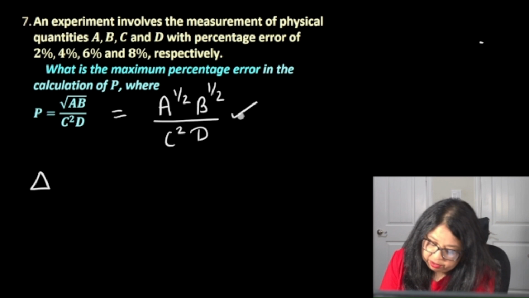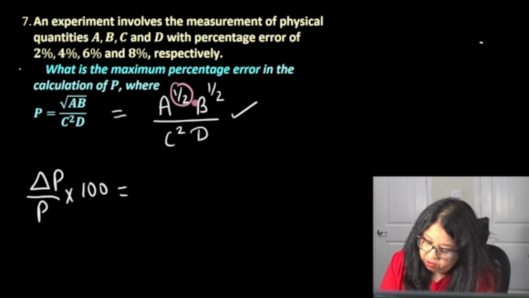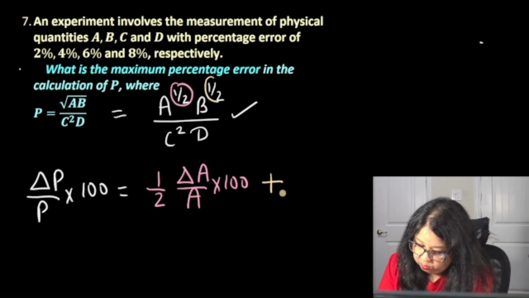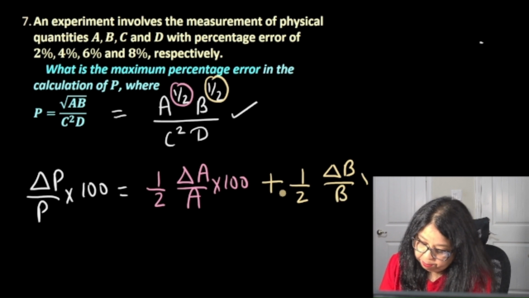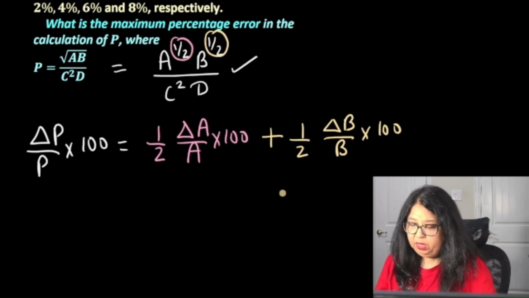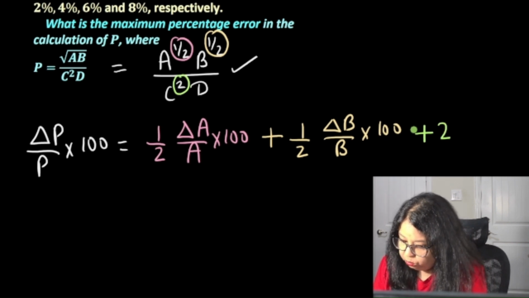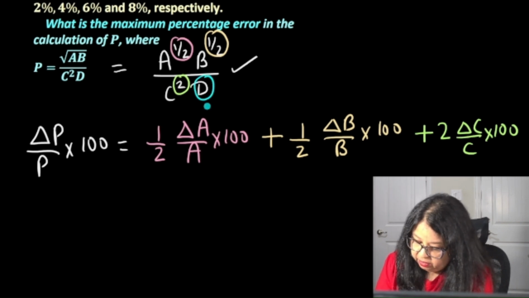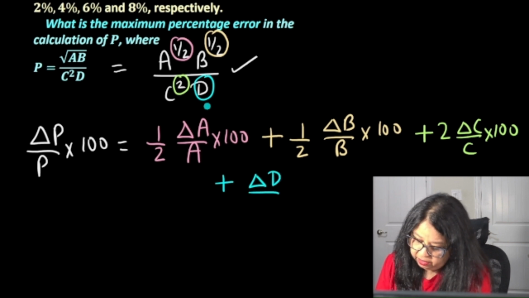So I know that the percentage error in P equals the power of A, 1/2, times the percentage error in A, plus this power of B comes down as a coefficient times the percentage error in B. Plus I have this power of C, 2, times the percentage error in C. Last, we have D, whose power is 1, plus 1 times, we don't need to write 1, the percentage error in D.